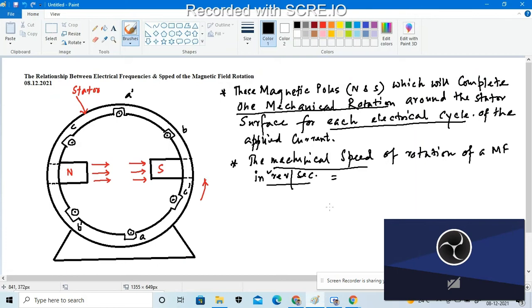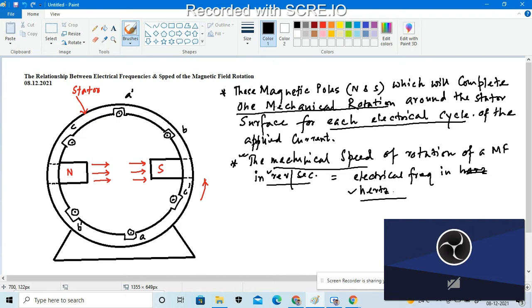So which will be exactly equal to the electrical frequency, which we will consider in a unit of hertz, HERTZ. So why are we considering these things?